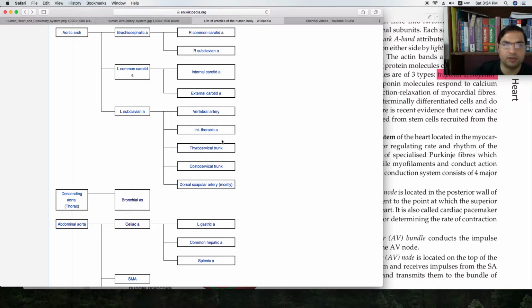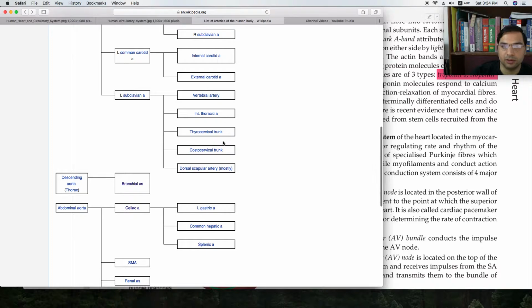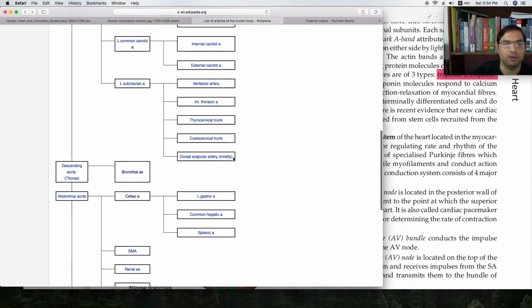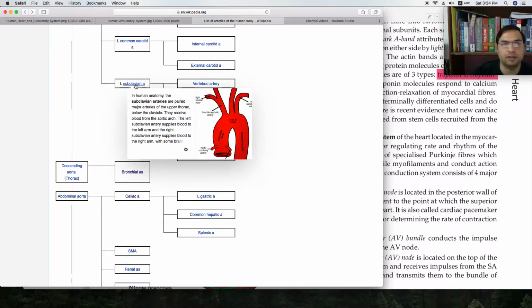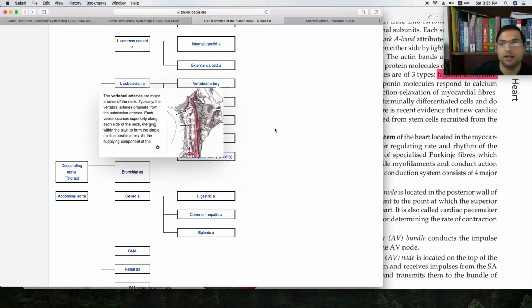It gives one branch to the thorax, internal thoracic artery. It gives one branch to the cervical region, thyrocervical trunk, and it gives to the costocervical trunk, and it gives one branch to the scapular artery. However, these are not very important. What you should know is that this subclavian artery goes into the hands, the left subclavian artery to the left hand and the right subclavian artery to the right hand, and it becomes the brachial artery, and after brachial artery it becomes the cephalic artery, and then it becomes the radial artery, and then radial and ulnar artery. So radial and ulnar arteries are important.